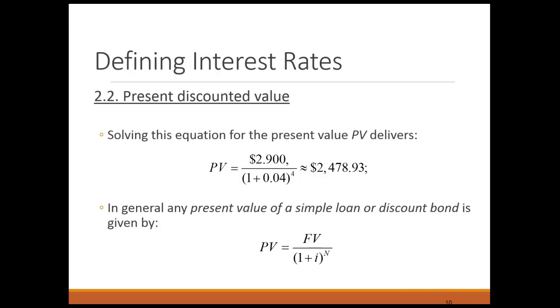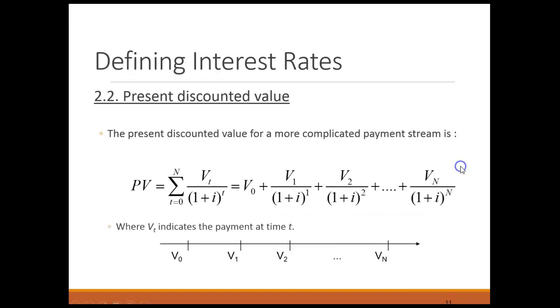Now, in general, the present value of any single payment, and therefore the present value of a simple loan or a discount bond, is given by the future payment divided by 1 plus I to the power of n, where n is the number of times the asset pays interest. What do we do with more complicated assets? In principle, there really is no difference here.